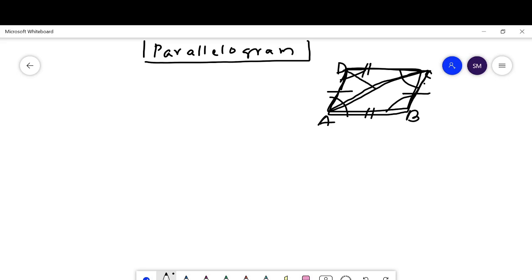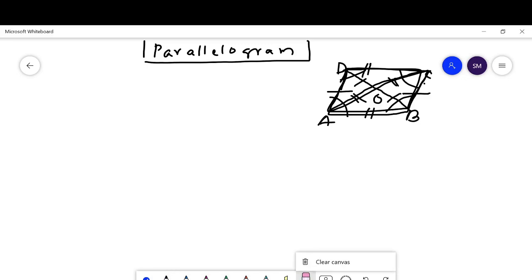Suppose AC is a diagonal and BD is another diagonal. They intersect each other at O. They bisect each other means AO is equal to CO and BO is equal to DO. Okay. Now today we start with theorem 5, property 5.